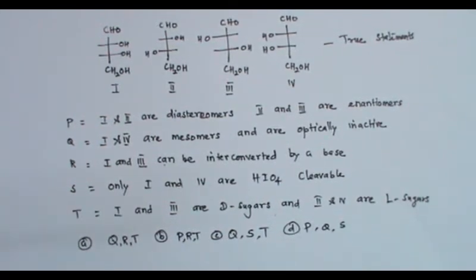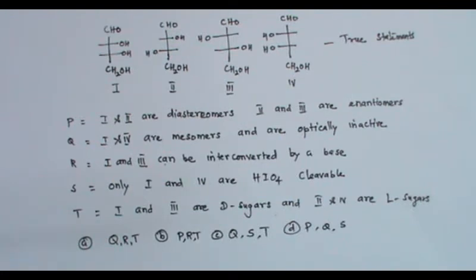In this video, we are going to solve a problem on carbohydrate and stereochemistry. They are given 4 compounds in Fischer projection. All are basically carbohydrate. About that, they are given some statements. They are given 5 statements P, Q, R, S, T. Among these, which are true?